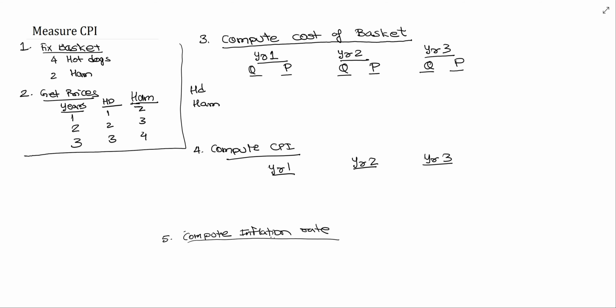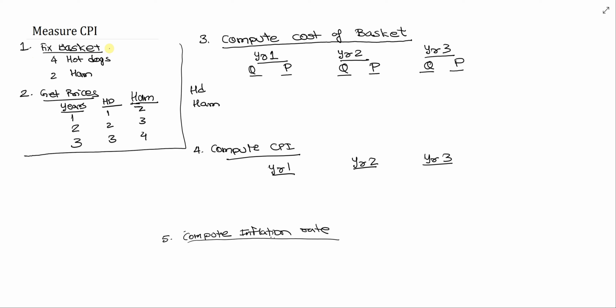Let us understand how one measures CPI, or computes the consumer's price index. There are 5 steps involved in the computation or measurement of the consumer's price index. And let's walk through an example for how each of these steps can be worked through.